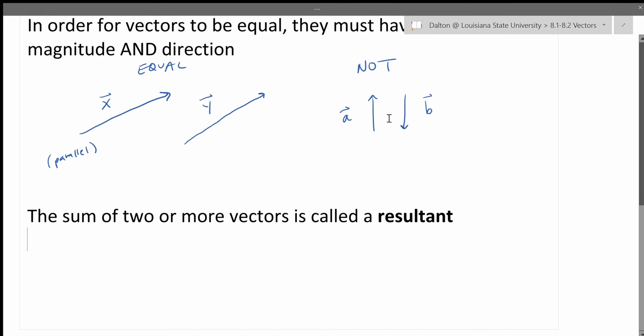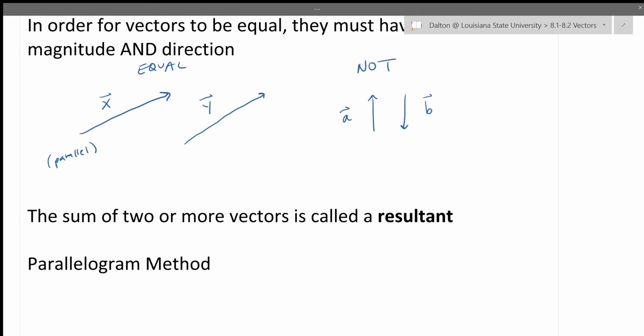Okay, so again, I'm going to be adding these geometrically. In doing so, there are two scenarios. I have what's called a parallelogram method. I say I as if I came up with this. I did not. There is something called a parallelogram method, and there's another thing called the triangle method.